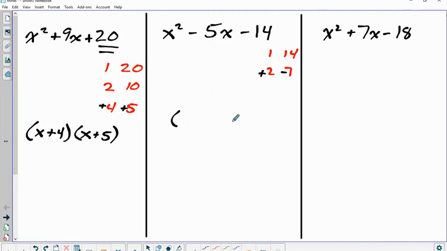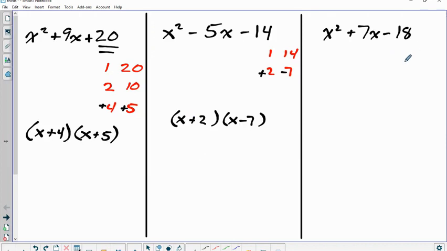So I'm ready to write my product here, or my factors I should say. So I have an x and an x out in front, and I'm going to put a plus 2 and a minus 7 right there. So let's double check this. 2 times a negative 7 is negative 14. A positive 2 plus a negative 7 is negative 5. So that checks out. All right, let's do the last one.